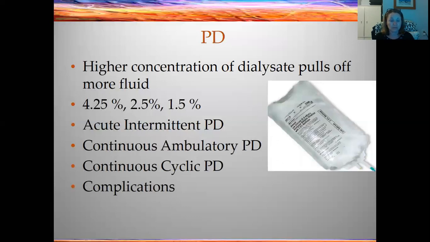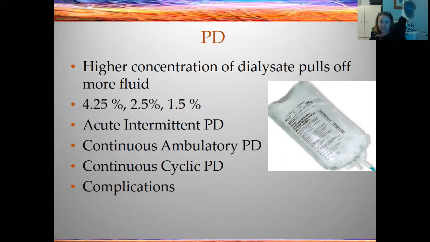4.25, 2.5, or 1.5 is how these bags are ordered. So the 4.25 is going to pull off the most fluid. So I do have a setup here. These bags are huge. So here we've got our big dialysate bag. This one is 1.5. So it's going to mostly remove waste and not a lot of fluid in your patient that is using it.